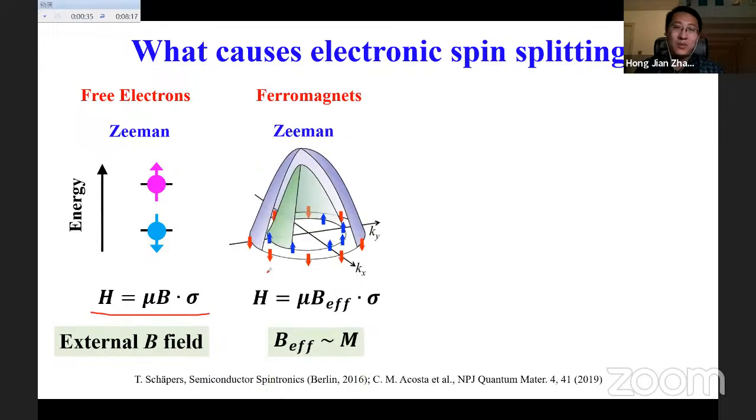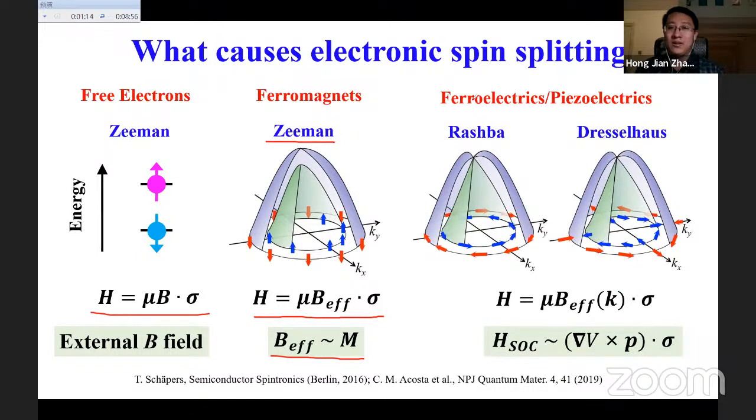In ferromagnetic materials, even without an external magnetic field, there is some spontaneous magnetization. Because of the spontaneous magnetization, there will be some internal effective magnetic field, which is proportional to the magnetization. Such a magnetic field can of course couple to the electronic spin, yielding an effective Hamiltonian here. It means in ferromagnetic material, even without a magnetic field, spin up and spin down energy levels are split, and it is a Zeeman spin splitting.